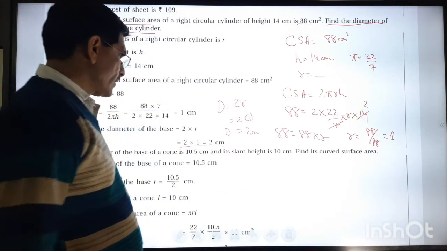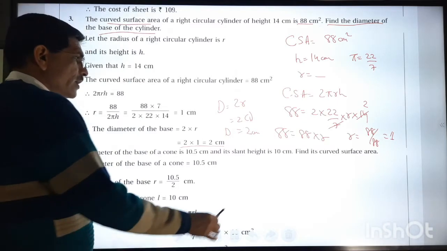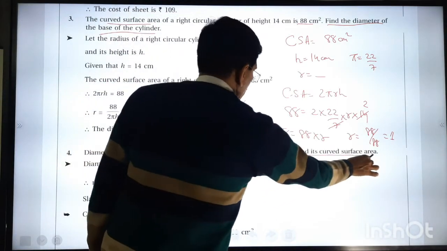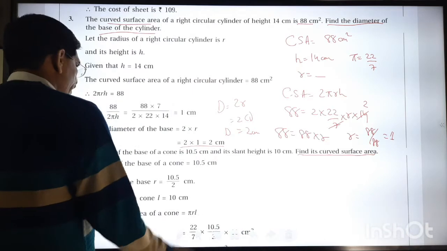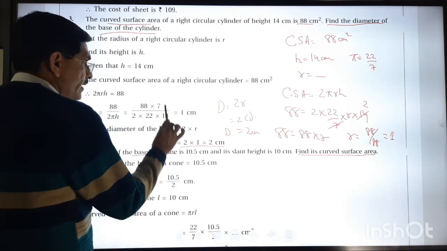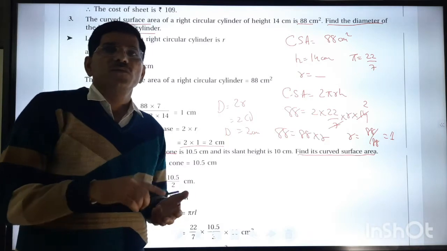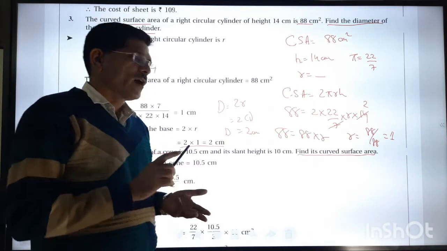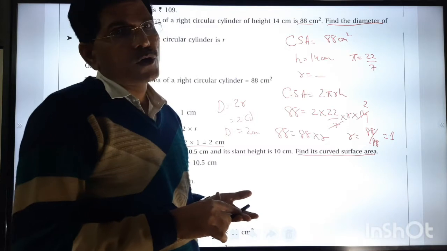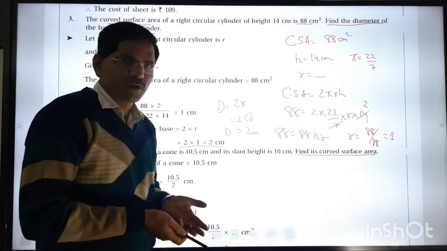Now how to find out? The next sum is curved surface area. We have to find the curved surface area. Again here it is a cone. So the first sum is related to the cuboid, another sum related to the cylinder, and now the third sum is related to the cone. So it's a type of revision.